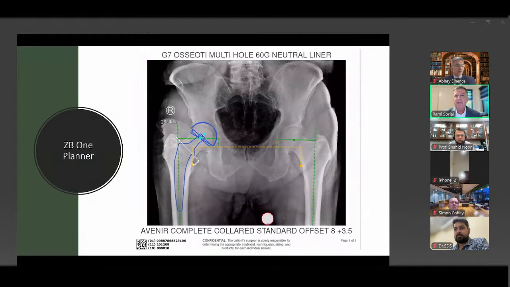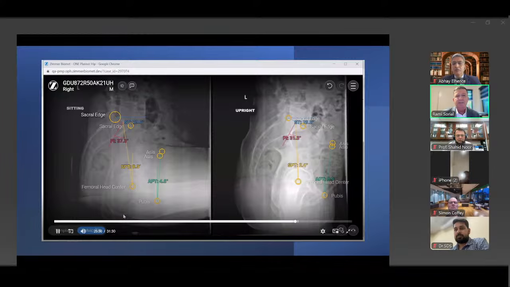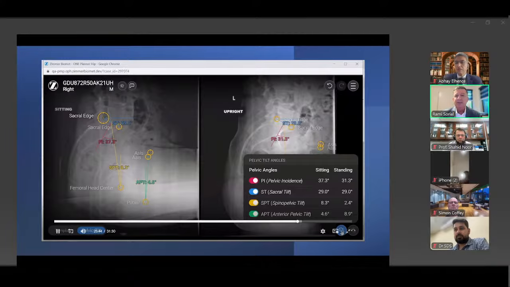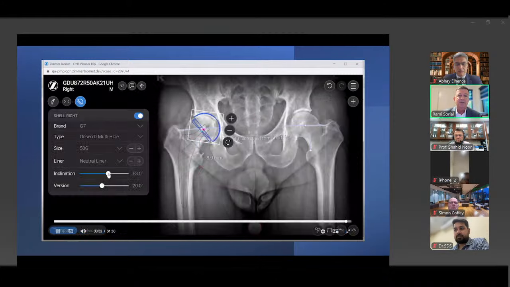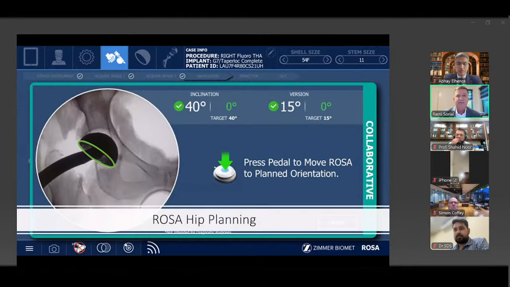The ZB1 planner allows the integration of spinopelvic dynamics. That's got to be input. At the moment, it's input by hand, but AI will take care of that as well. That's utilized in determining the pelvic incidence, sacral tilt, spinopelvic tilt, then incorporating that to determine where you should position your acetabular and femoral components to optimize offset.